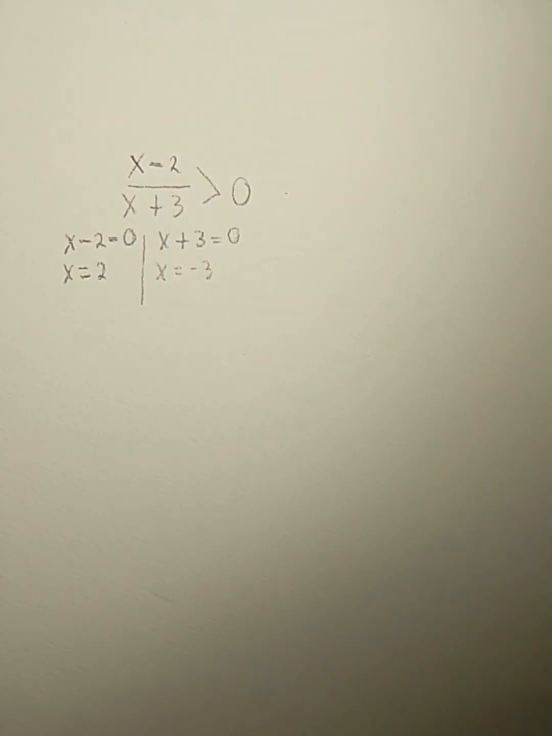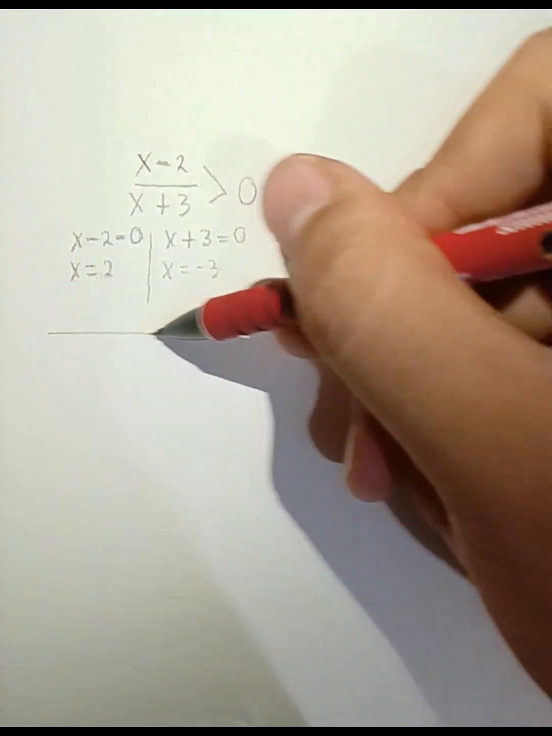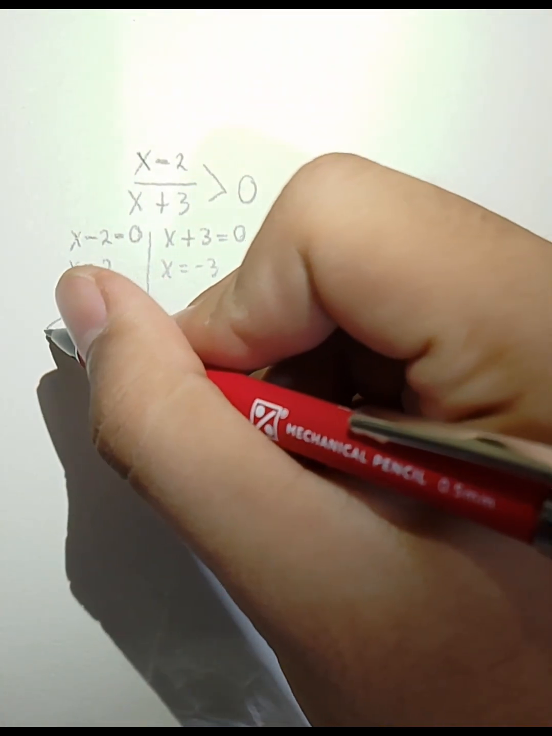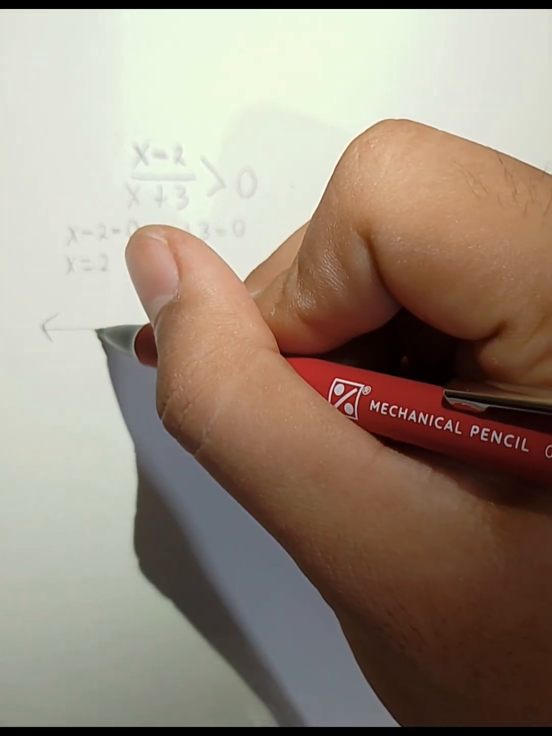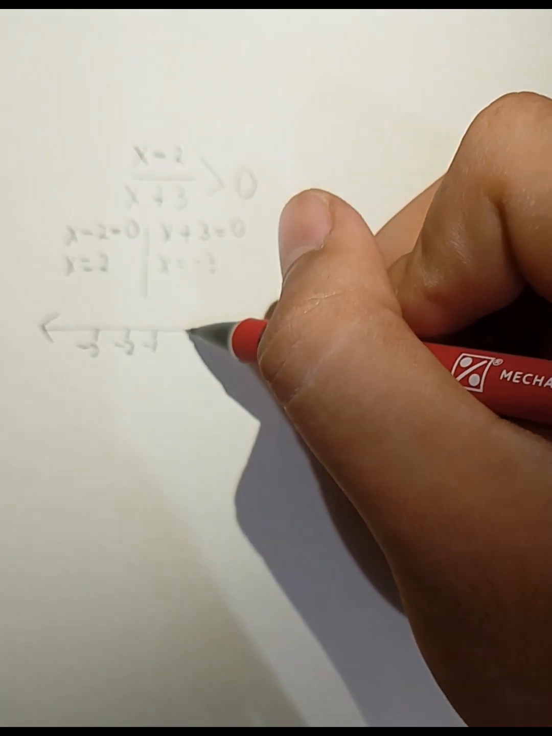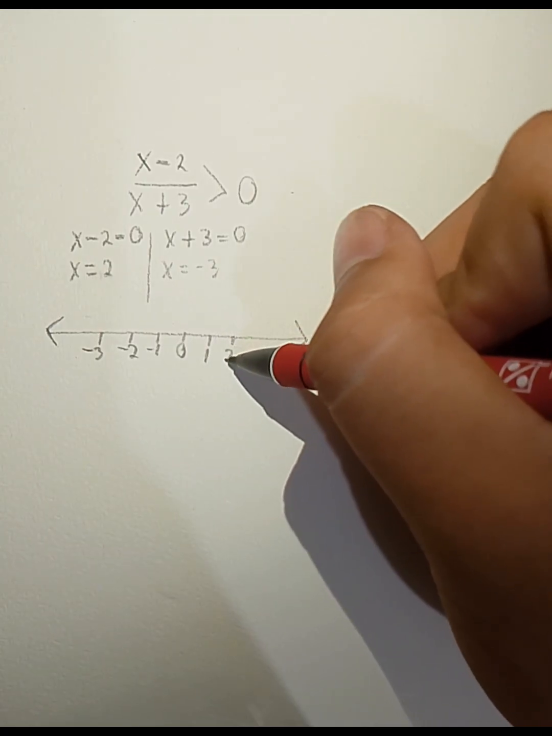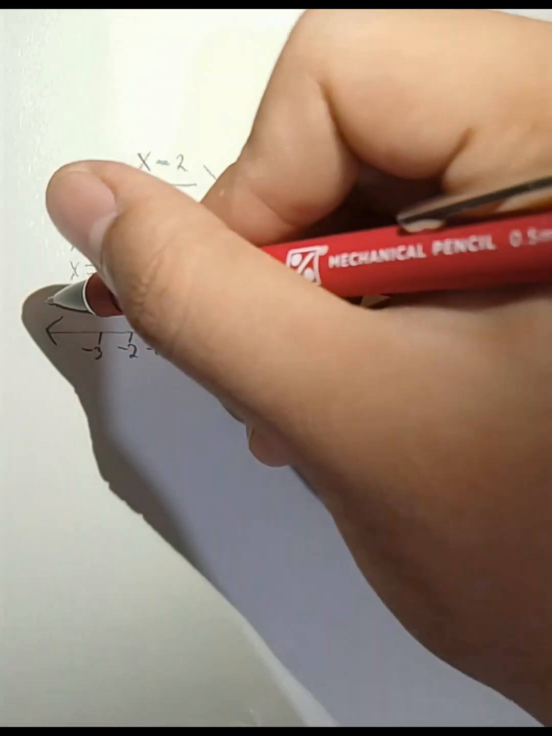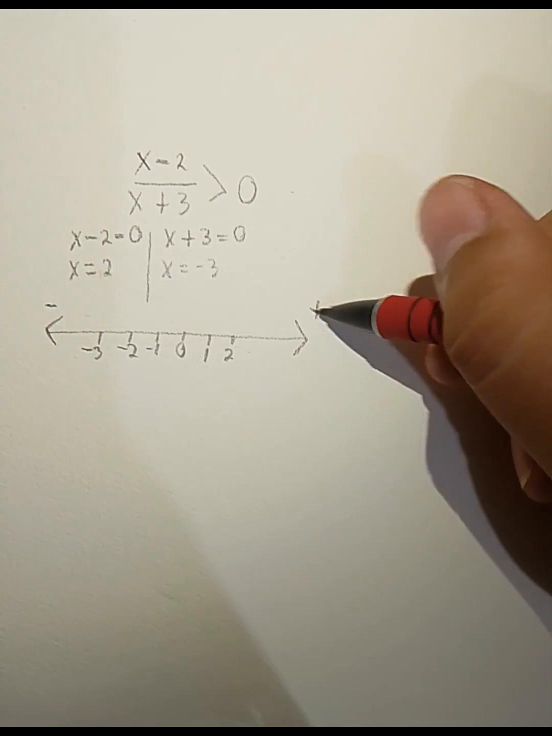Now that we have the critical values, let's graph the line. We will put negative 3 here, negative 2, negative 1, 0, positive 1, and positive 2. Remember, beyond these points are all infinities. On the left it is negative, and on the right it is positive.